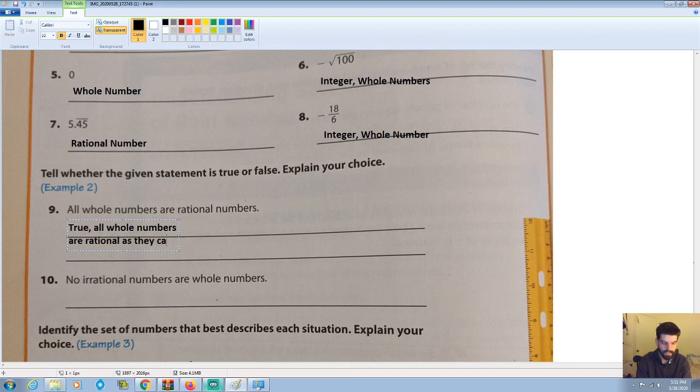as they can be expressed as their value over 1. So remember, any number is just itself over 1.